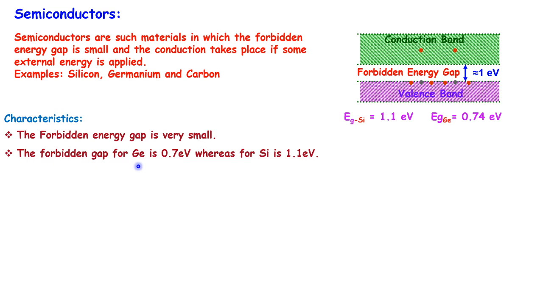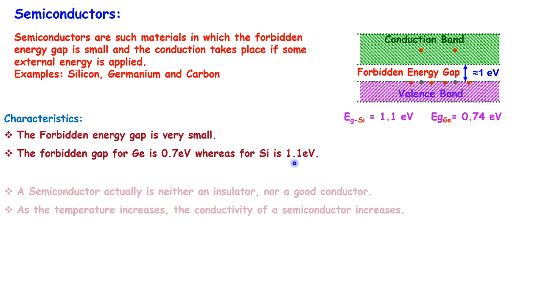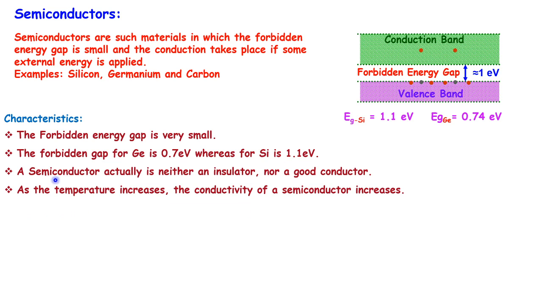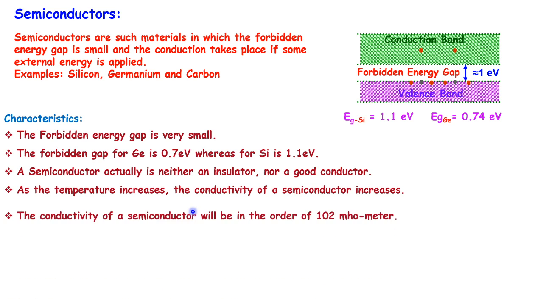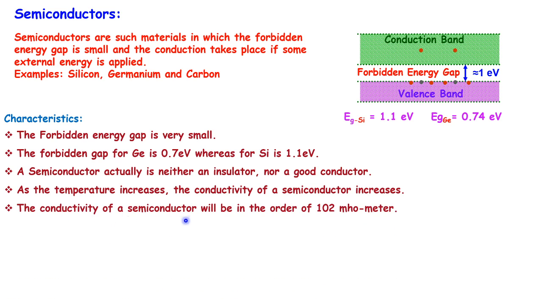The forbidden energy gap for germanium is 0.7 electron volt, whereas for silicon it is 1.1 electron volt. A semiconductor is actually neither an insulator nor a conductor. As the temperature increases, the conductivity of a semiconductor increases. The conductivity of a semiconductor will be in the order of 10^2 mho per meter. So this is the conductivity of that material.